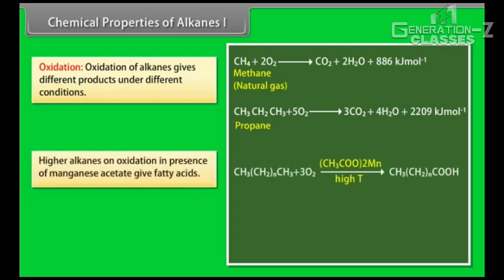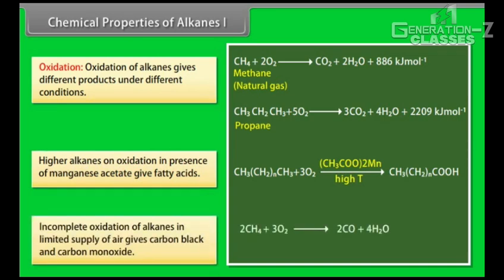Higher alkanes on oxidation in the presence of manganese acetate give fatty acids. Incomplete oxidation of alkanes in a limited supply of air gives carbon black and carbon monoxide. 2CH4 plus 3O2 gives 2CO plus 4H2O. CH4 plus O2 gives C plus 2H2O.